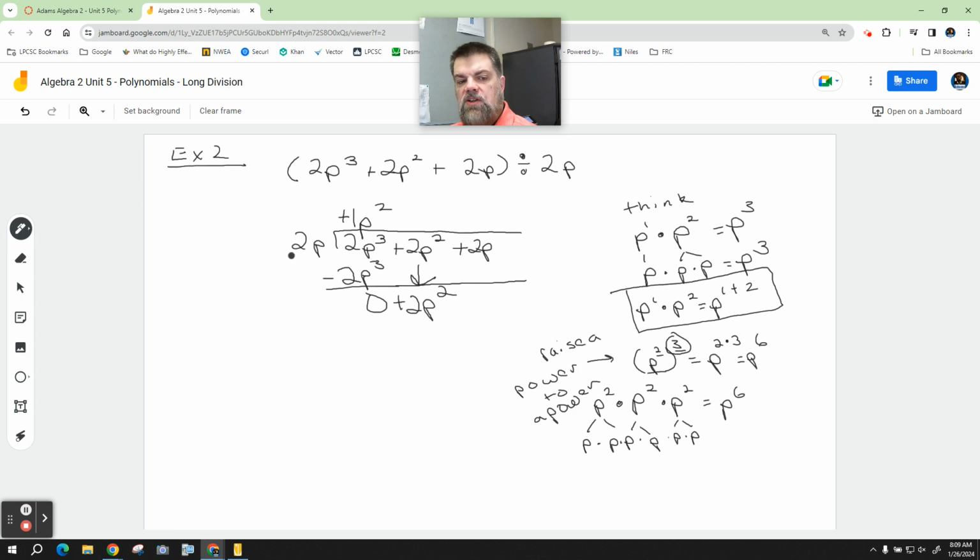What do I multiply 2 by to get 2? 1. Positive 1, so be sure to write down the plus sign. And then now let's do the p's. What do I multiply p by to get p squared? P. Right? So that's positive 1p. Multiply it out. 1 times 2 is 2. P times p is p squared. What do we do next? Subtract it. That becomes 0. We don't have to write the 0 down. Drop down this 2p.